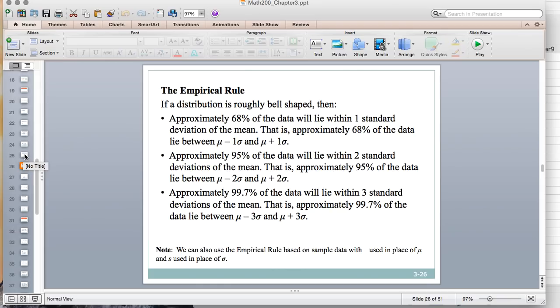So the next thing we're going to talk about is the empirical rule, okay? And this is something that we're going to do kind of without the help of technology, okay? So this is one of those things that you probably need to know and understand.